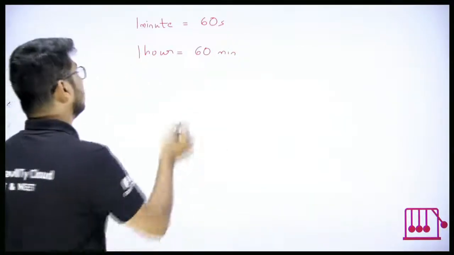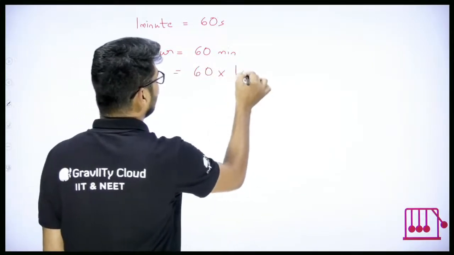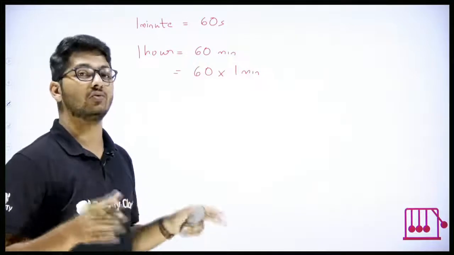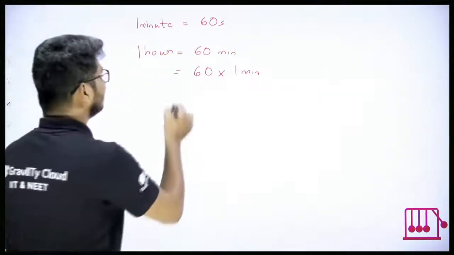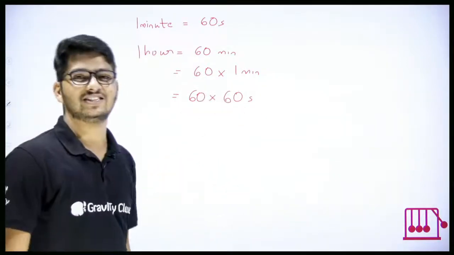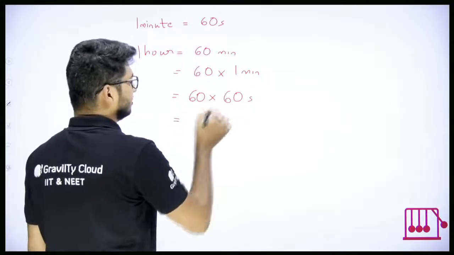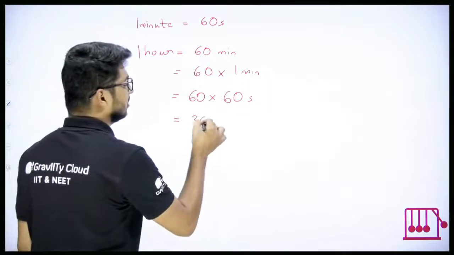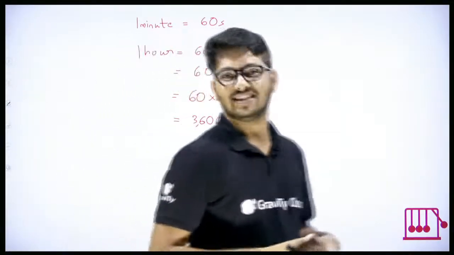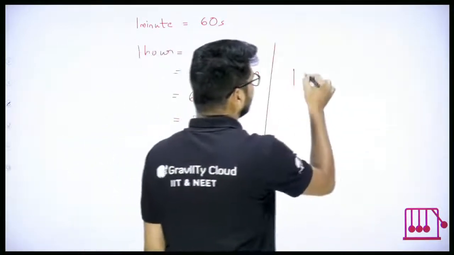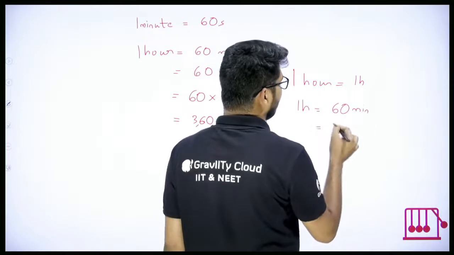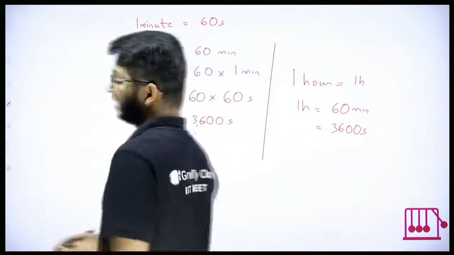So 60 minutes. Now, can I write this as 60 into 1 minute? 60 into 1 is equal to 60. So 60 minutes can be written as 60 into 1 minute. And how much is 1 minute equal to? 60 seconds. So 60 into 60 seconds. 1 minute is how much? 60 seconds. So 60 into 60 is how much? 6 into 6, how much? 36. And you have 2 zeros. That means it is 3600 seconds. So here we can clearly say that for 1 hour we use the symbol 1 h. So 1 hour is equal to 60 minutes, or in terms of seconds, it is 3600 seconds.